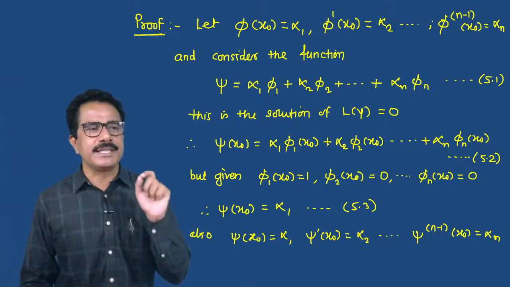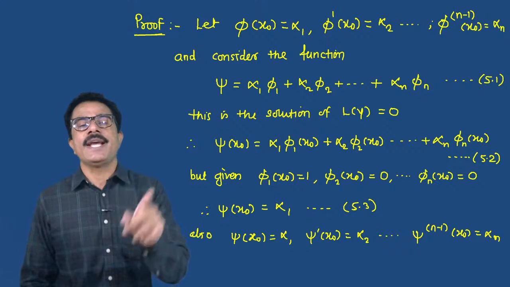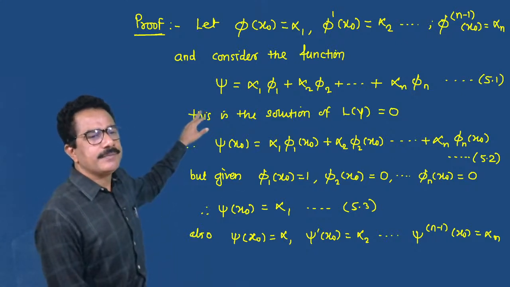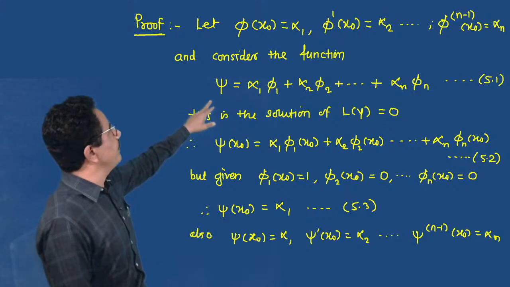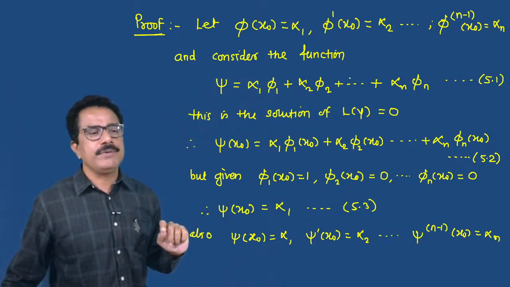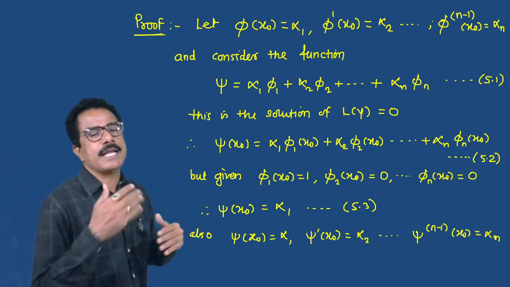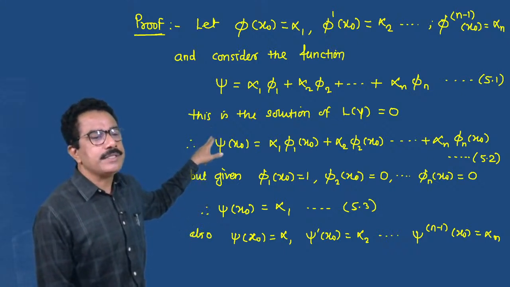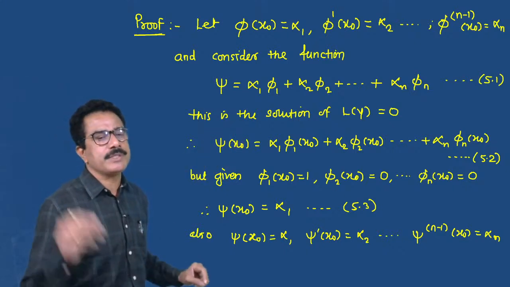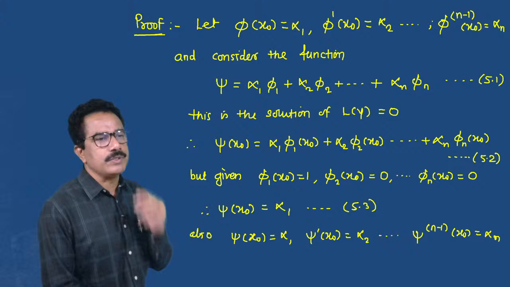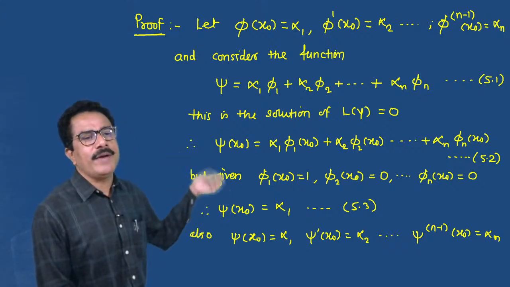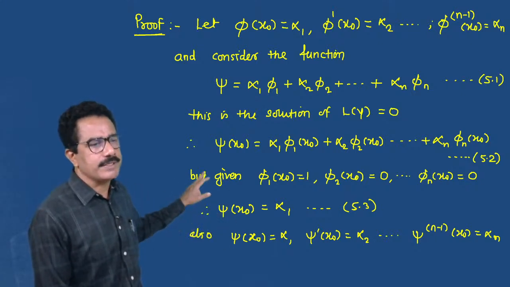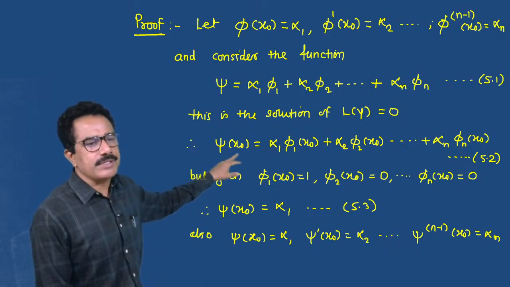But generally according to the theorem, the remaining phi2, phi3, phi4, ..., phin go to 0. See this. Let us consider the function psi, given by psi = alpha1 phi1 + alpha2 phi2 + alpha3 phi3 + ... + alpha n phin, equation 5.1. This is a solution of L(y) = 0, because phi(x0) = alpha1, phi'(x0) = alpha2, and in this way phi^(n-1)(x0) = alpha n. So, psi(x0) = alpha1.